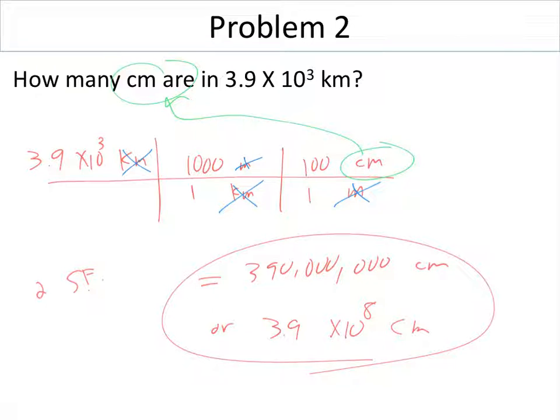So here, when I set up my conversions, I canceled the conversions as I went to finish with the conversion I needed. I multiplied the top. I ignored the ones. So 3.9 times 10 to the third times 1,000, hit enter on your calculator, times 100, hit enter. There you go.